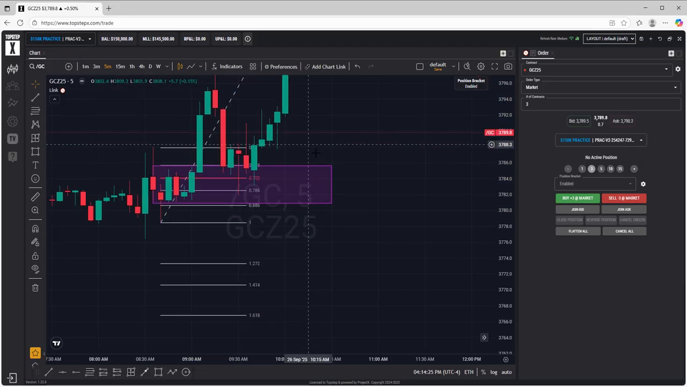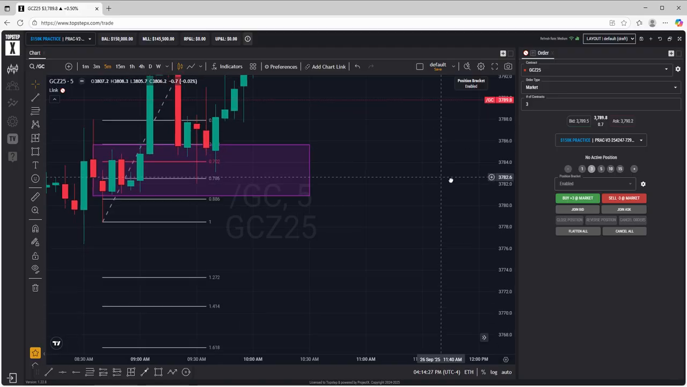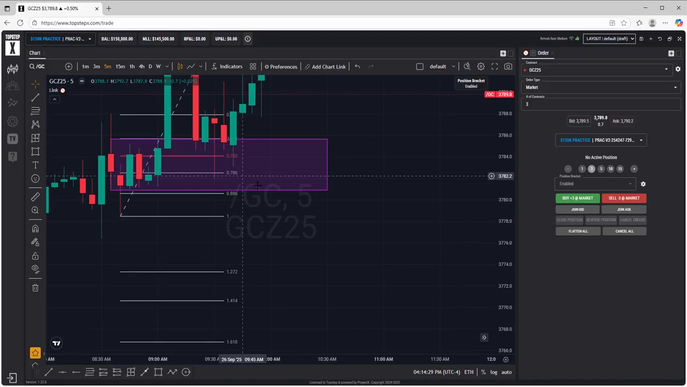You really want price to pull between the 702 and the 786. Sometimes even the 886, the 618. Based off the strategy, it's cool for price to pull back to that point. But just back testing the strategy, you really want price to pull back into these deep discounted prices.